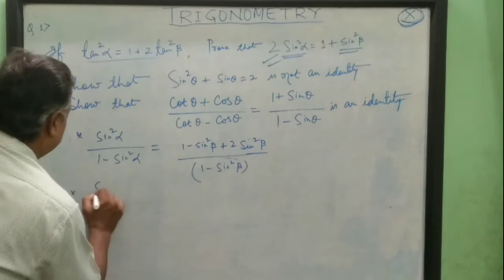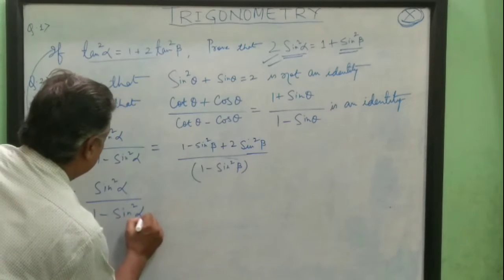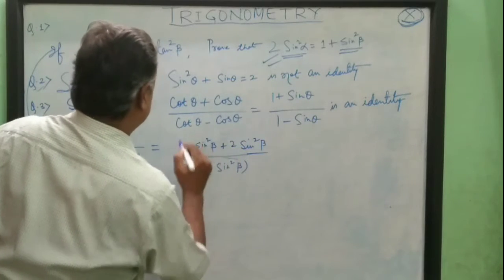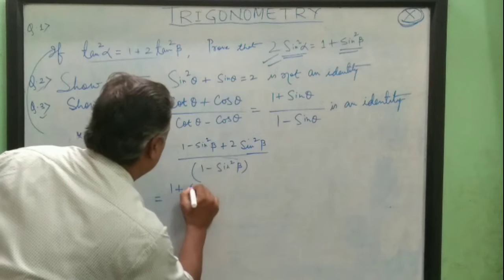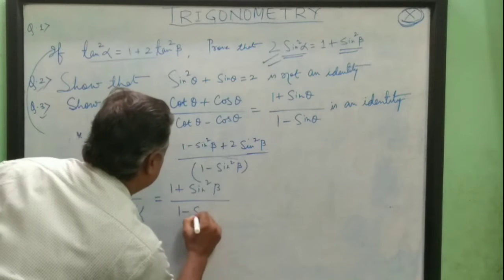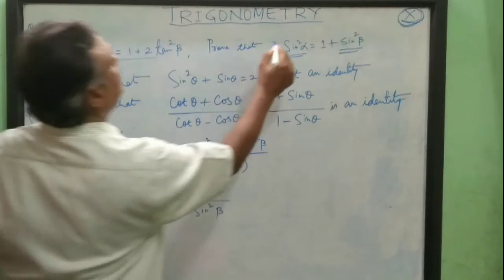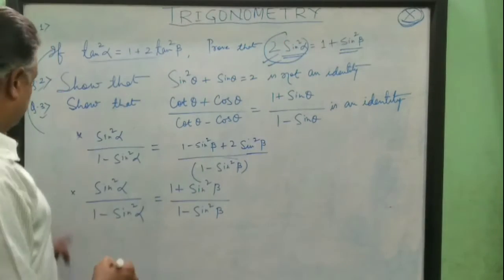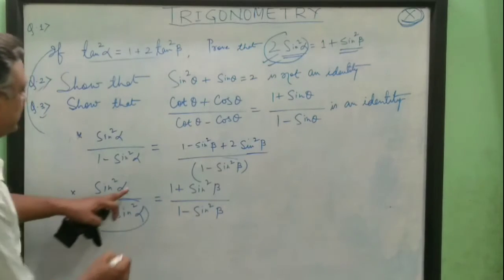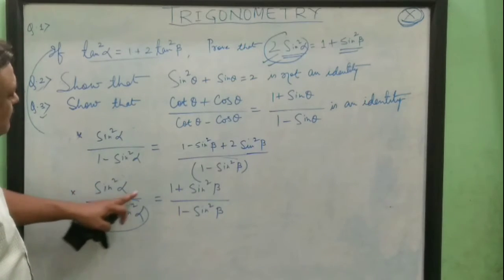Then it will be sin square alpha by 1 minus sin square alpha is equal to, this is 2 sin square beta minus sin square beta. So it will be 1 plus sin square beta divided by 1 minus sin square beta. Now we have to prove 2 sin square alpha. So here it can be observed that if denominator is added to this numerator, then we will get sin square alpha plus 1 minus sin square alpha.